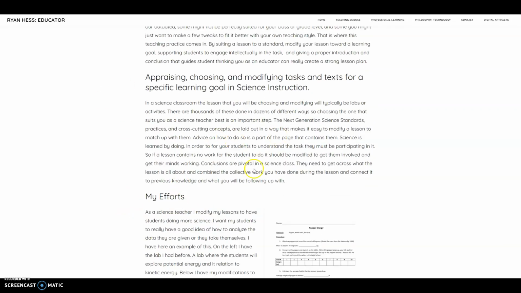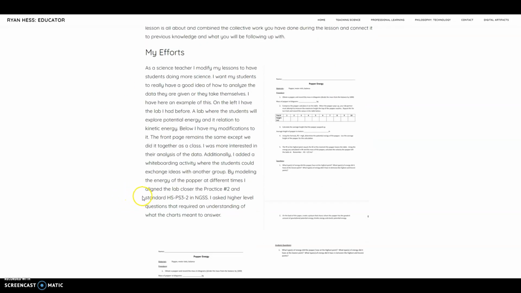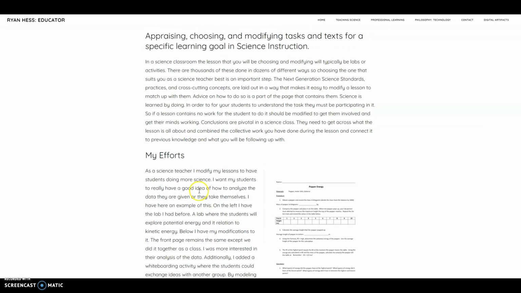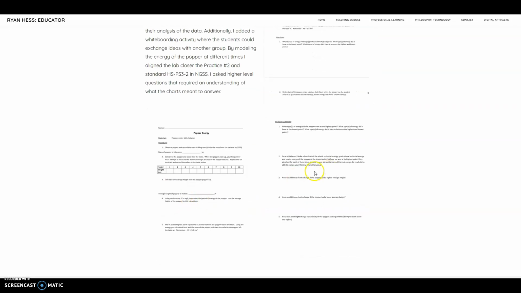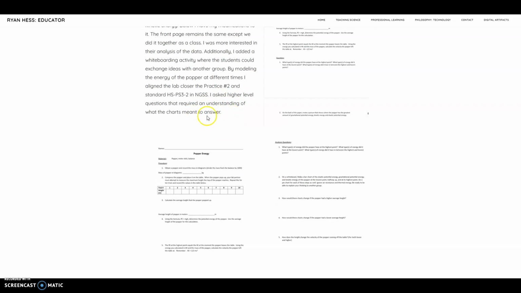Generally, using this standard as a science teacher, I am trying my best to have the students do more science. I think that it's very important that in a science class, students are actually doing things themselves and analyzing data and drawing conclusions from data. The other 3 questions that I added were kind of higher level understanding questions. They have to be able to understand what those charts mean.